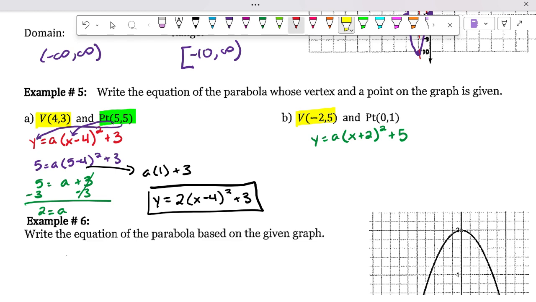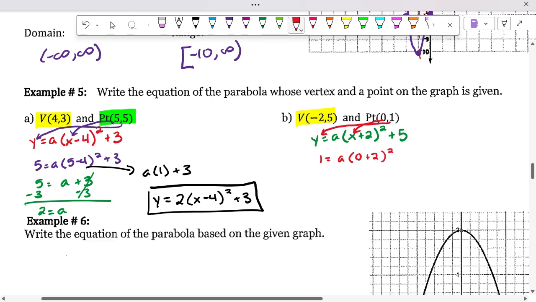Now, just like we did, I'm going to take my x and y and plug them in to their respective spots and solve for a. So I have 1 is equal to a times 0 plus 2 all squared plus 5. So let's do some simplifying before we start moving things around the equal sign. So what's 0 plus 2? 2. And what's the square of that? 4. So this will be 1 is equal to 4a, because we're doing a times that number, plus 5.